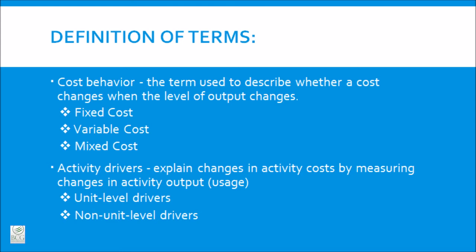Now the activity drivers explain changes in activity cost by measuring changes in activity output. We have here the unit level drivers and the non-unit level drivers. Unit level drivers explain changes in cost as units produced change, while the non-unit level drivers explain how cost changes as factors other than the number of units produced change.